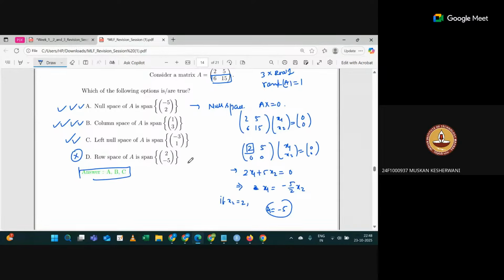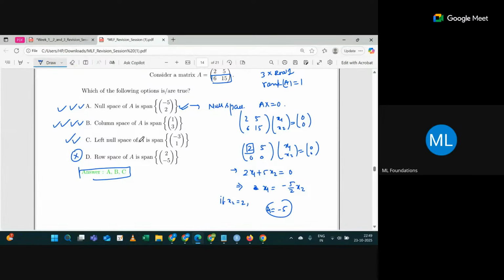So how do you choose the value 2? We can put any value, right? Usually it takes 0 and 1. x2 is independent, we can put any value. Yeah, x2 is a free variable, I can take anything. As per the option, I'm going with that. Usually you can take 1. So null space of A will be span of minus 5 by 2 comma 1, something like this. Understood? Yes, sir.